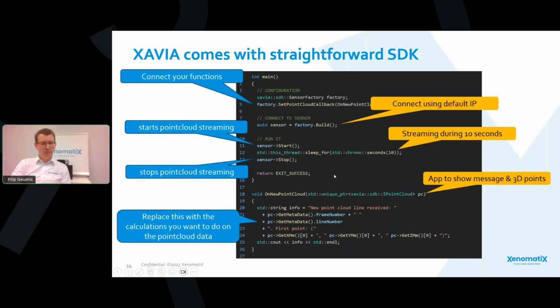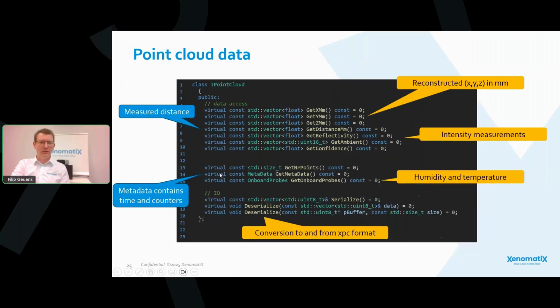But let me jump in a little bit more on this point cloud element, because of course that's one of the interesting things for you as a customer: what kind of information do I actually get? What can I play with in order to build my solutions? And this is the exact information you will get access to. The first 3 lines show you that you will have access to the X, Y, and Z information. So this is the 3-dimensional scene, the 3D coordinates, as Xavia measures the world.